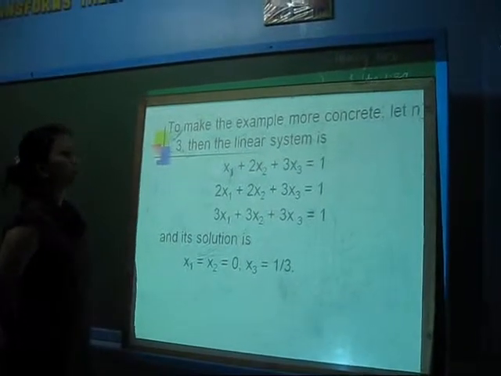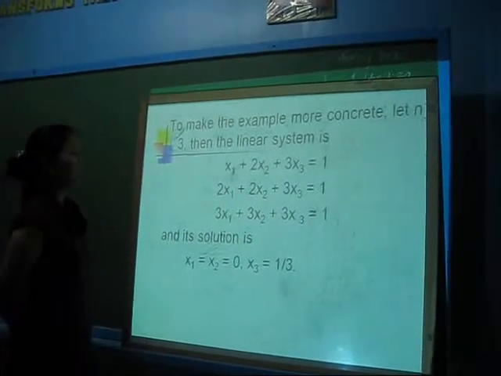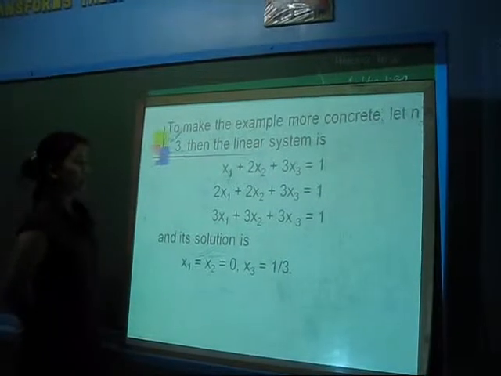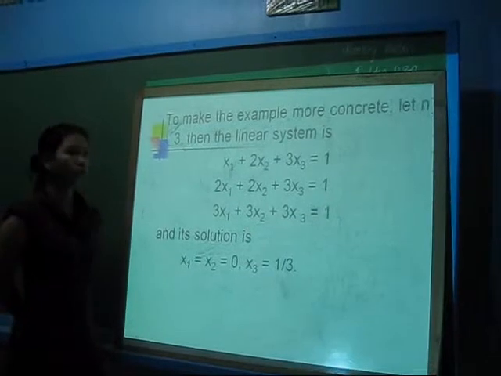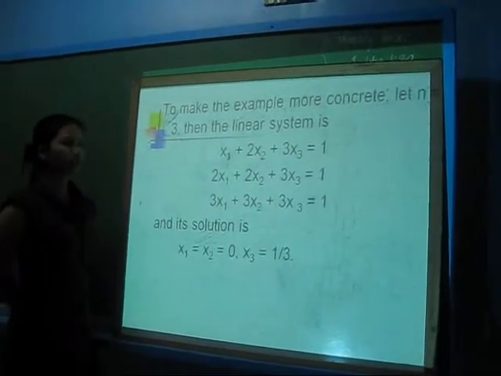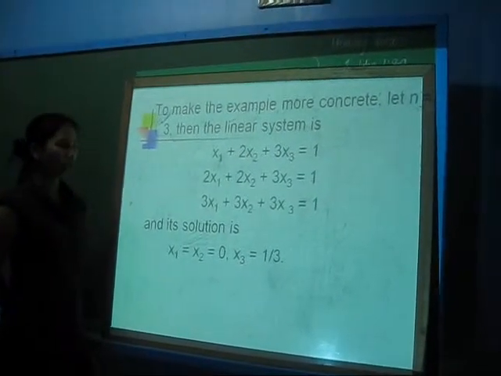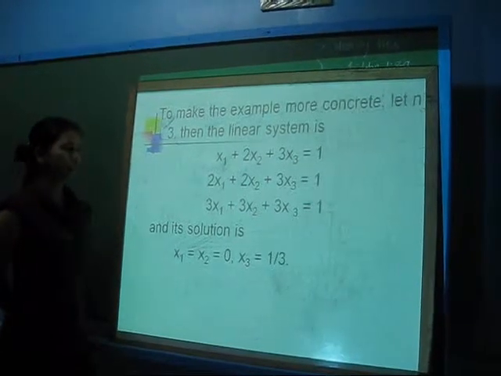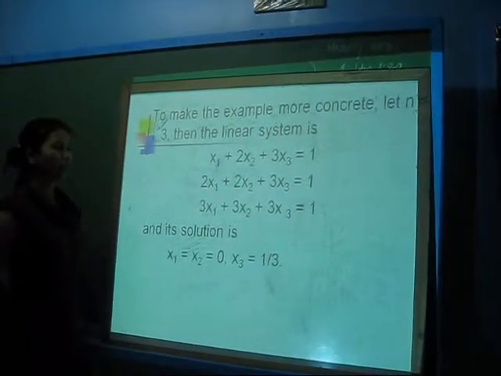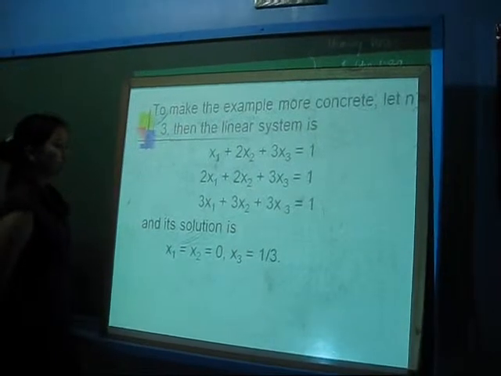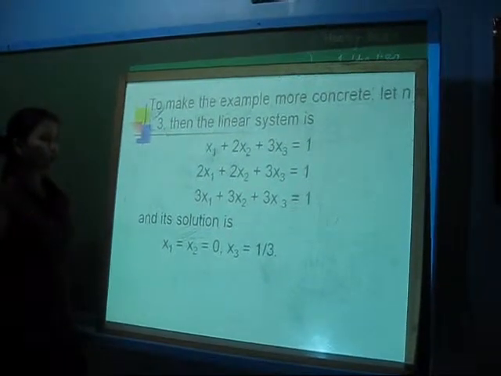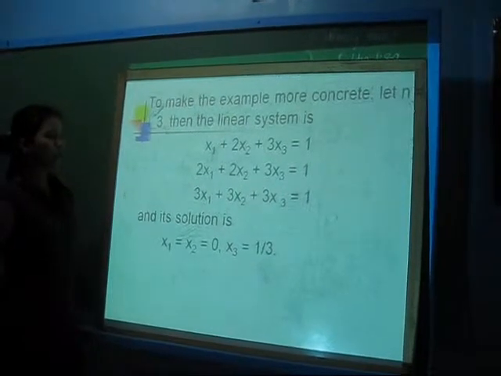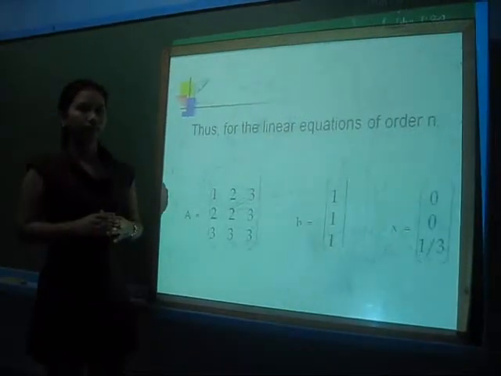To make the example more concrete, let n equal 3. Then the linear system is the following: x sub 1 plus 2x sub 2 plus 3x sub 3 equals 1, 2x sub 1 plus 2x sub 2 plus 3x sub 3 equals 1, and then 3x sub 1 plus 3x sub 2 plus 3x sub 3 is equal to 1. Then the solution is x sub 1 equals x sub 2, which is equal to 0, and then x sub 3 is equal to 1/3.